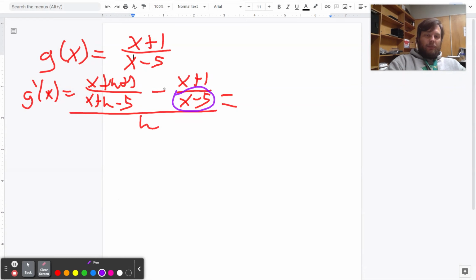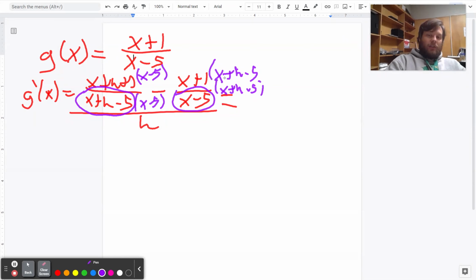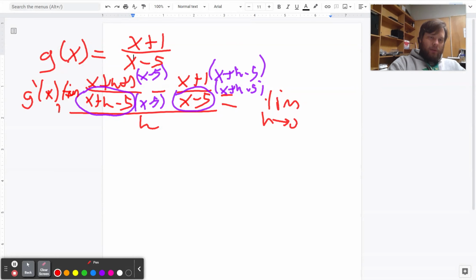So I'm going to take x minus 5 and multiply it on the top and bottom of the fraction on the left. And I'm going to take x plus h minus 5 and multiply it on the top and the bottom of the fraction on the right, so that both denominators match up. And so what I have now is the limit as h approaches 0. Oops, I forgot to write that over here. Just squeeze it in there.